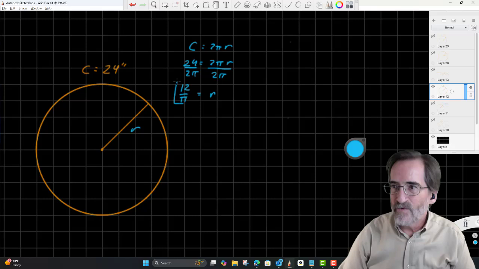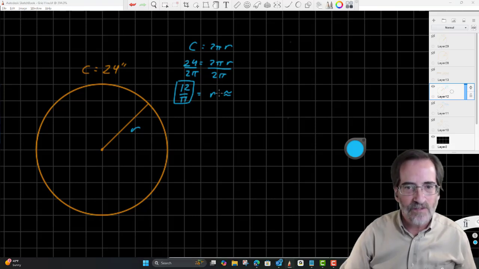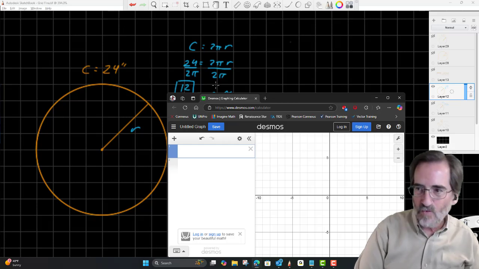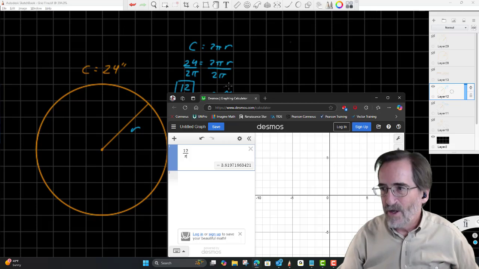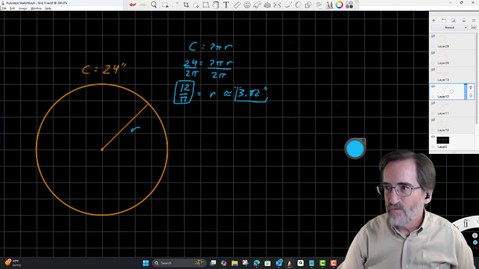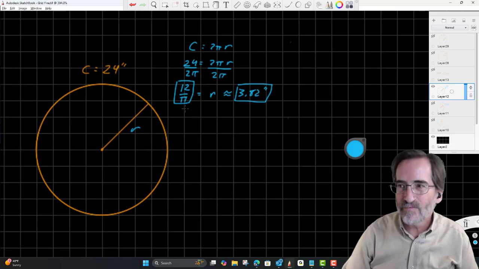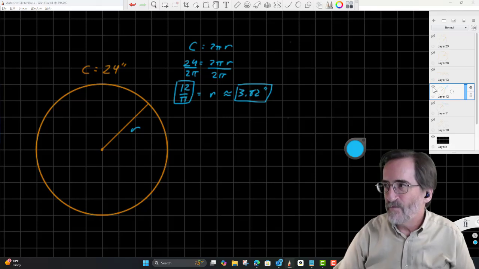Again, we can leave it exact like this, or we can approximate it by doing 12 divided by pi in Desmos here. 12/pi is 3.819, or 3.82 inches. This would be approximate, and 12 divided by pi would be exact. All right, so that's how we use the circumference formula.